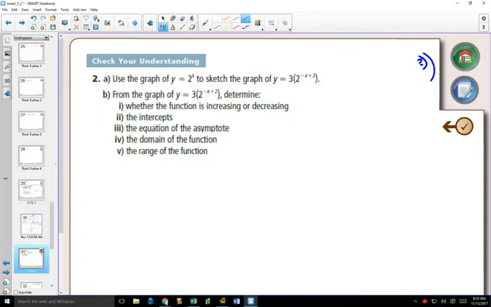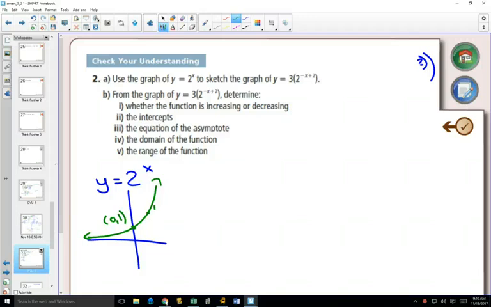Okay, just a quick check for where you're at so far. Have you figured out the parent graph? Yes. What is the parent graph? 2 to the power of x. So if we do a quick sketch of it over here, it has 0, 1, 1, 2, and your asymptotes. And just to make sure that you're going good from left to right.